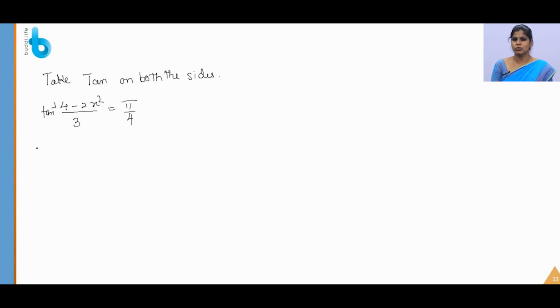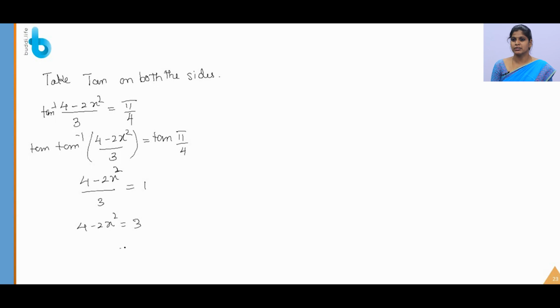On taking tan on both the sides, what happened? Tan of tan inverse of (4 minus 2x square) divided by 3 equal to tan pi by 4. So tan and tan inverse get removed. Therefore 4 minus 2x square will be the remaining, equal to tan pi by 4, which equals 1. So 4 minus 2x square equal to 3.